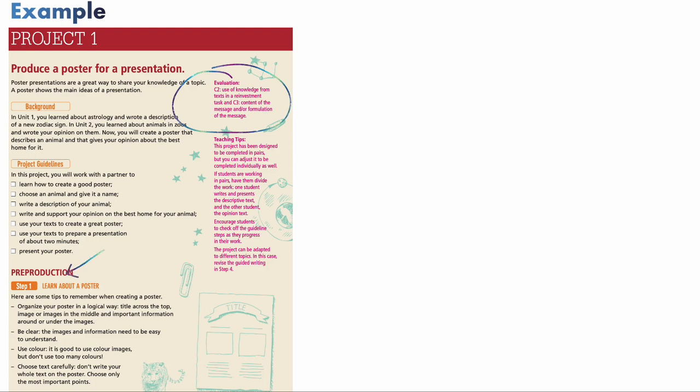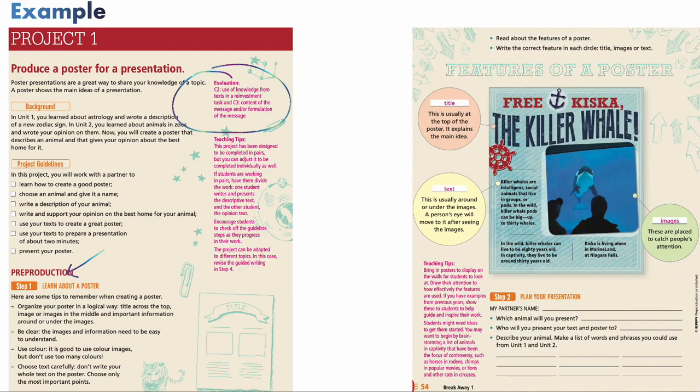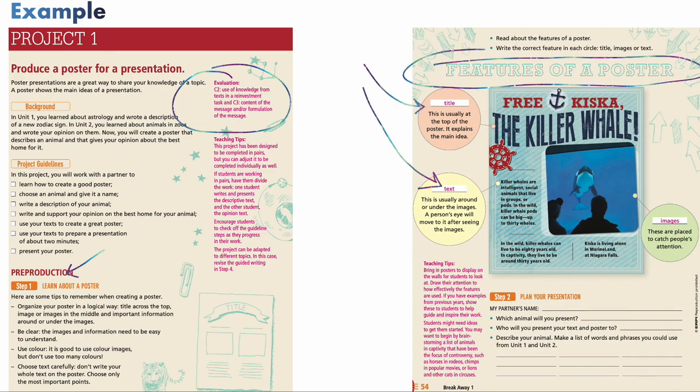Okay, we have our first step, which is pre-production. And what are they doing in pre-production? They're learning about a poster. So again, this is where they are deconstructing features of a poster: the title, the text, the images. Okay, we look at some of the real basics here. But this is important for deconstruction, so they can really understand those different features.